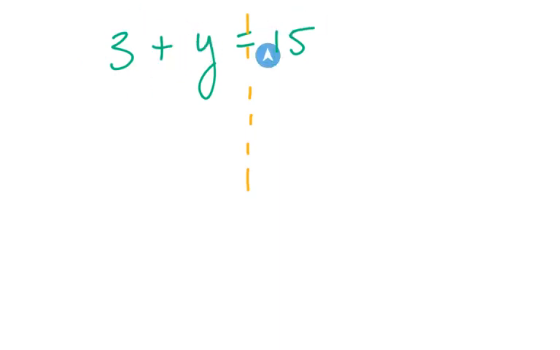So here's a good one. Let's do 3 plus y equals 15. Okay? So the operation that's happening to y is adding 3. So first I need to remember to put my brick wall. The brick wall is going to remind me that anything I do to one side of an equal sign, I have to do to the other to maintain balance.